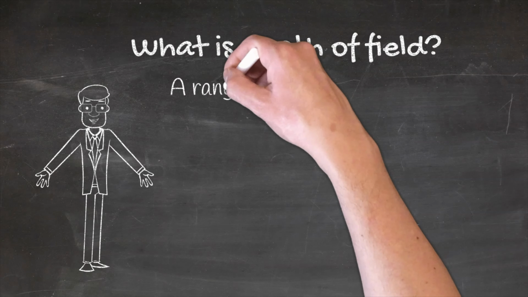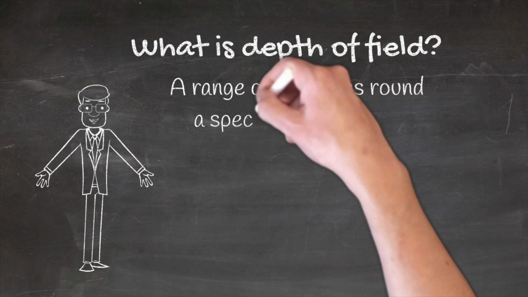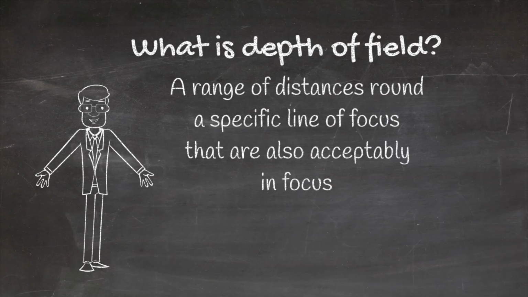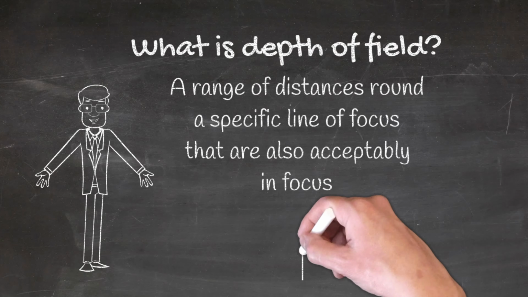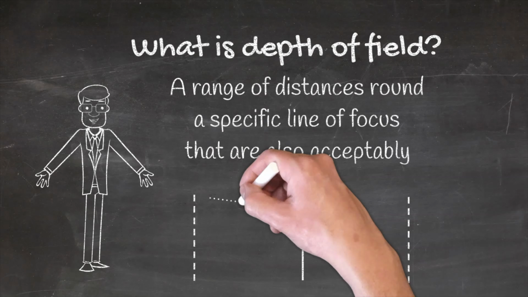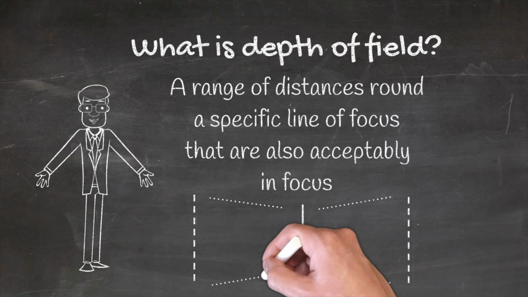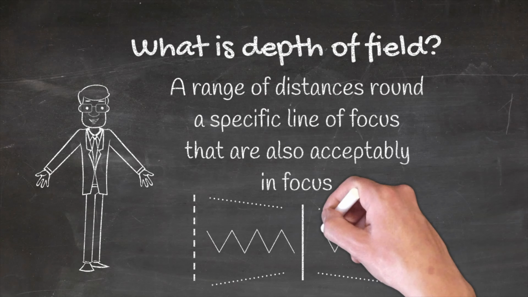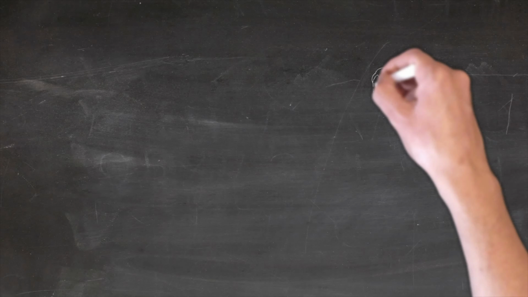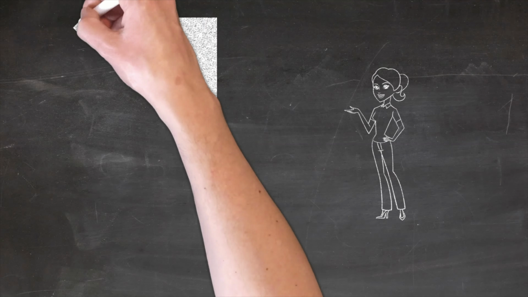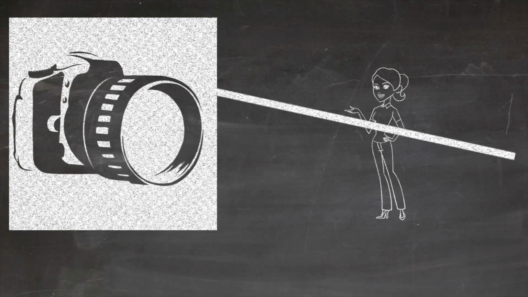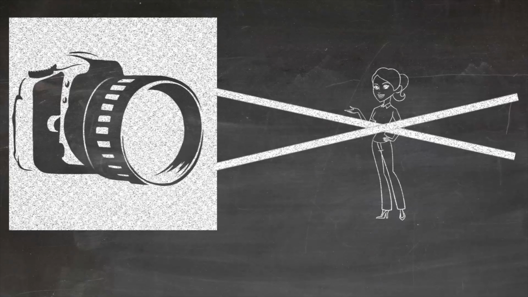Depth of field is a range of distances around a specific line of focus that are also acceptably in focus. So when you have a specific line that's in focus and the field surrounding that line is also acceptably in focus, that's your depth of field. So let's try and visualize this a little better. Let's say you have an object you want to photograph. That specific object is in focus.